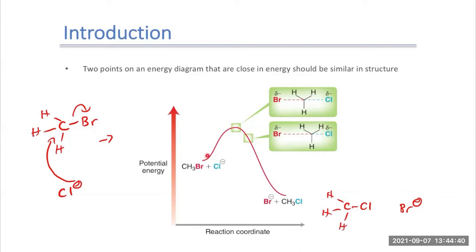But the more we move up the energy diagram, the weaker and weaker that bromine bond becomes, and the stronger the chlorine one is, till we have a 50-50 split, just like we see here. And then the further down we go, the weaker the bromine bond, the stronger the chlorine is, till the bromine is kicked out completely and the chloride has formed its full bond.